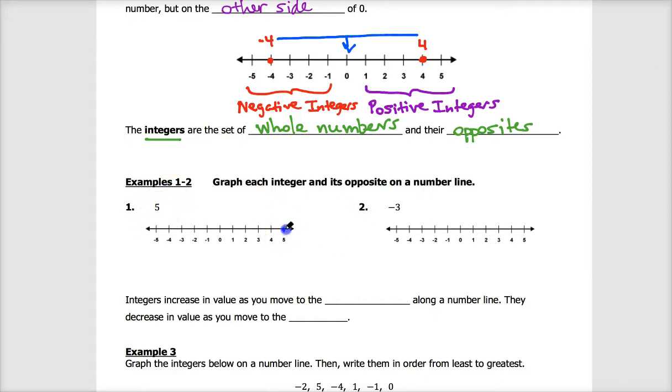5 is here on a number line, and its opposite would be negative 5. Okay, number 2, negative 3 is what we're given. Here is negative 3 on a number line. Its opposite is 3.